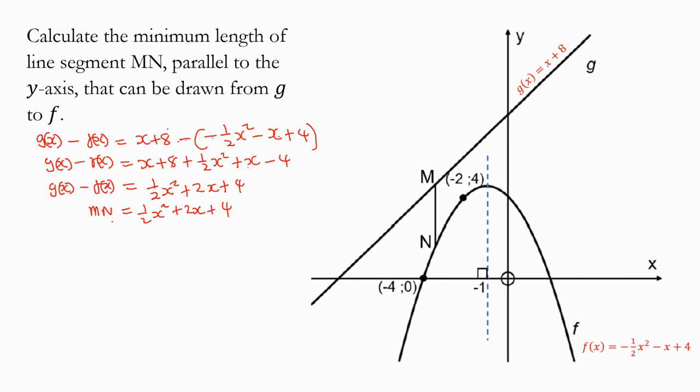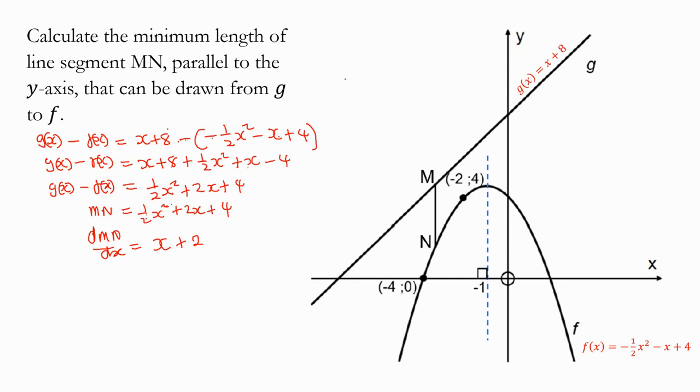So I can say dMN by dx, even if it's dy dx, it's okay. What is it equal to? We're deriving here: 2 times half is 1, and then 2 minus 1 is 1, so we're remaining with x. And then plus the derivative of 2x, which is 2. You can refer to the lesson on differentiation using rules, but you should understand what you're doing.